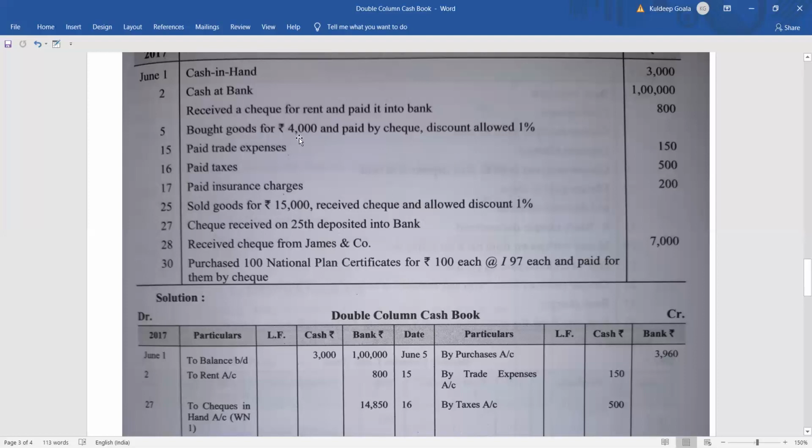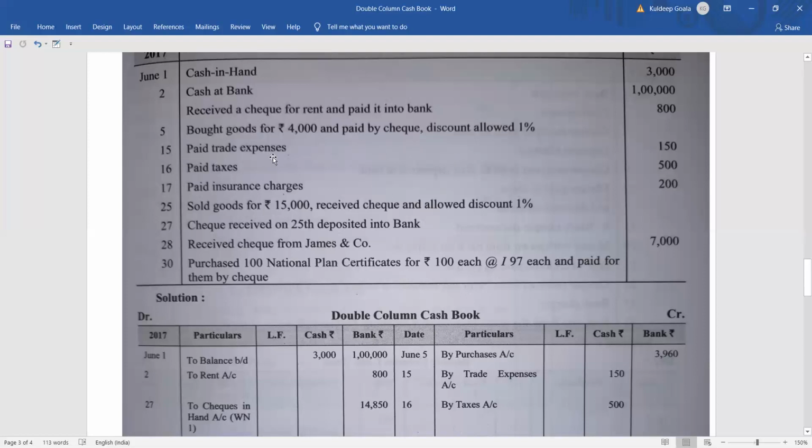So what we will do, since it is a payment, so we will write obviously in the payment side by purchase account. Give the date June 5 and write down by what has happened, purchases. So by purchases account 3960 in the bank column, because the payment has been made by check. Then coming to the next one, June 15, paid trade expenses.